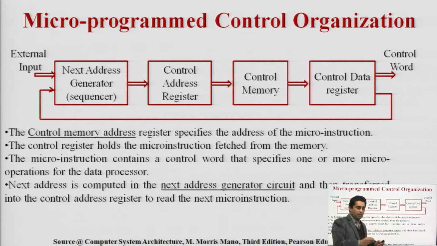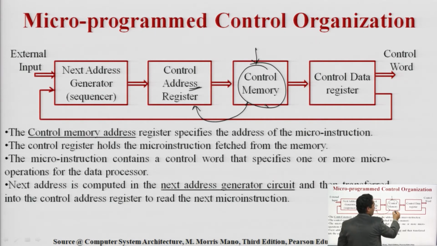As we have a control unit and its own registers like address register, data register, instruction register, in the same manner we have a separate CAR, control address register, and CDR, control data register, for the microprogrammed control unit. This microprogrammed control unit is carrying this memory, and the address which is coming from this memory is stored here and the data here. So this is the layout of the microprogrammed control unit.